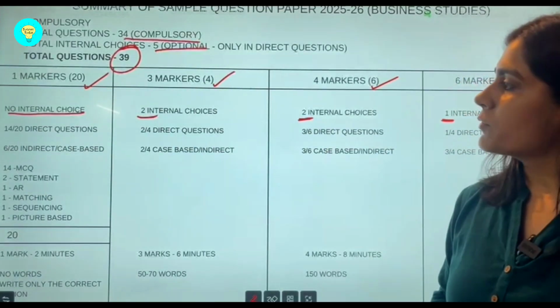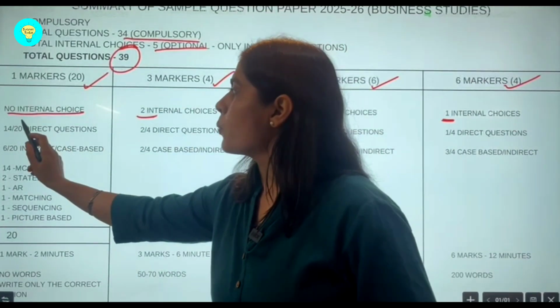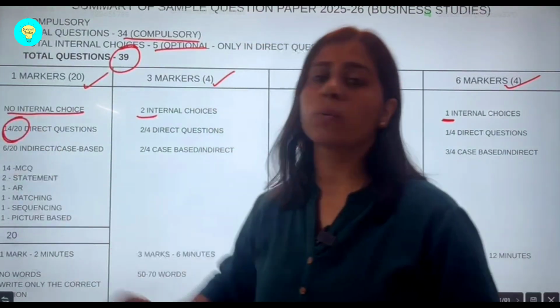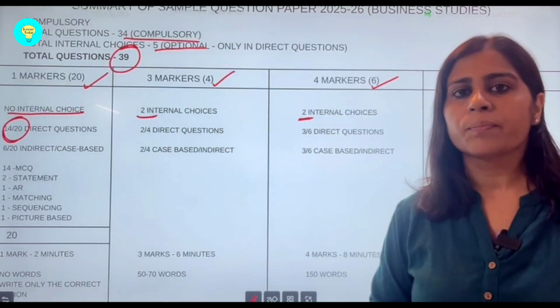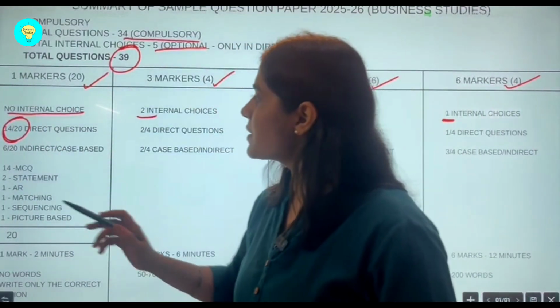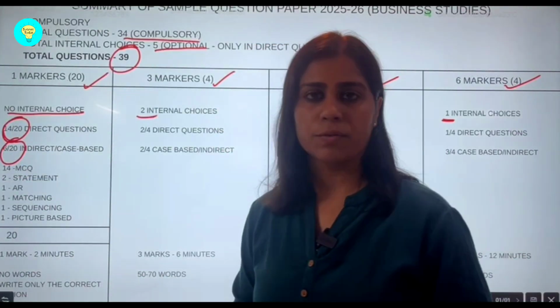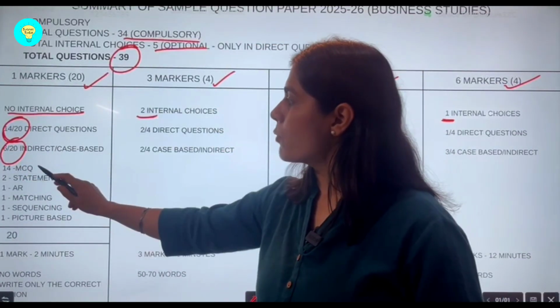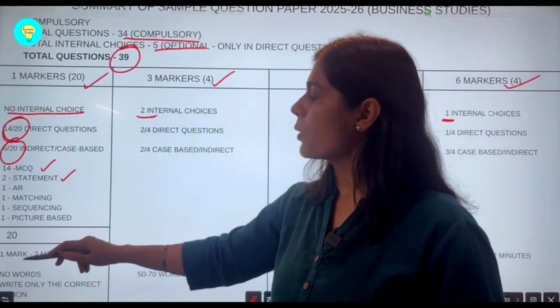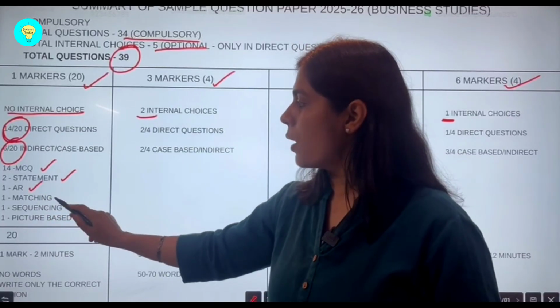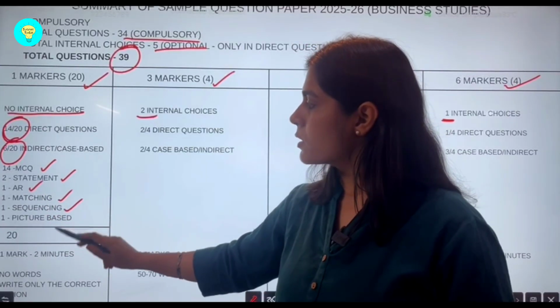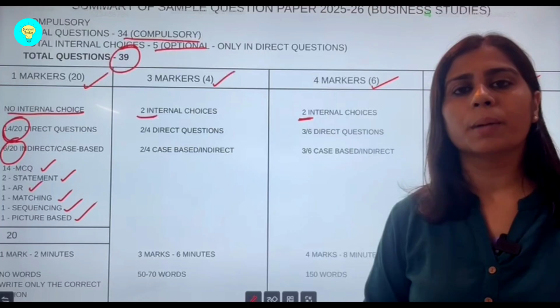Then out of these 20 questions, we can say that 1 markers, 14 are direct questions, means straightforward, they have been asked the topics, and only 6 questions are there that are case based. So, and the different categories are 14 MCQs, 2 statements type questions, 1 is assertion reasoning, another is matching, then it's sequencing, and 1 question will be picture based.